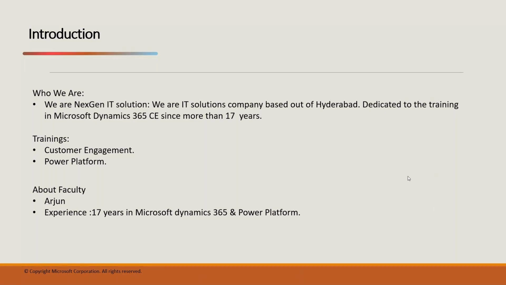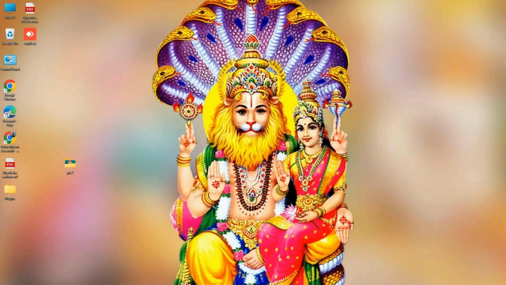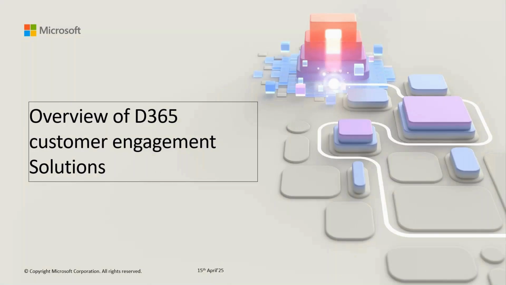Now let's go to the next topic, that is the D365 overview. In this overview of D365 customer engagement, as I told you, CRM is renamed to customer engagement. CRM is nothing but customer relationship management. Now we are calling it customer engagement, engaging our customers in a smooth manner. One second, let me go to the next slide.